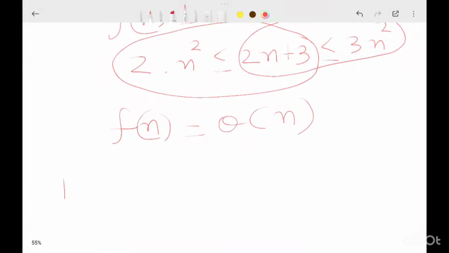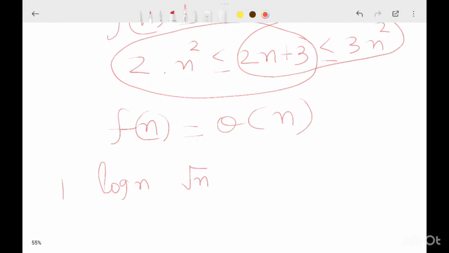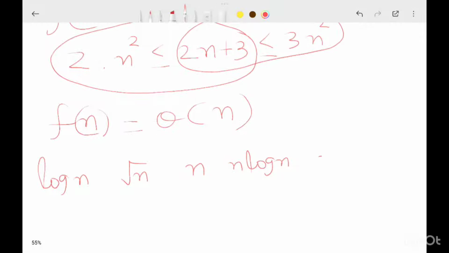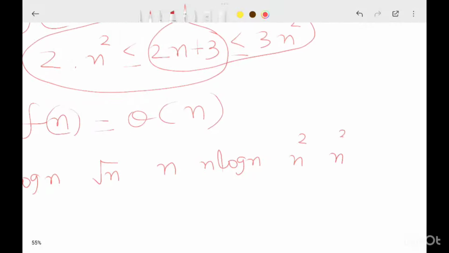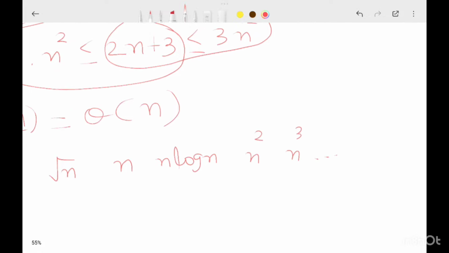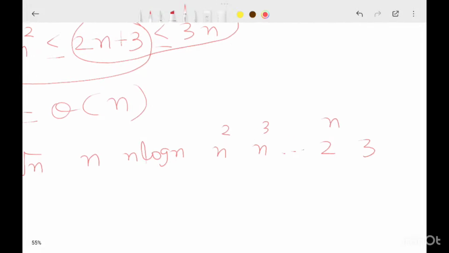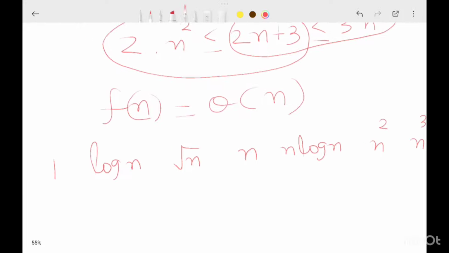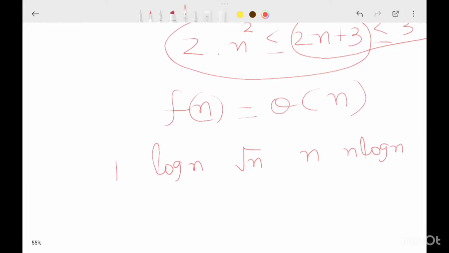So the algorithm can take unit time, and then for the size of input n, the algorithm can take log n time to complete. The next case is root n. It can take root n time, square root and then cube root, so that also can be included. Next is n, and next it can take n log n time complexity, and then n square, n cube, and so on. And finally 2 power n, 3 power n, and so on up to n power n. So these are the different classes of time complexities the algorithm can represent.